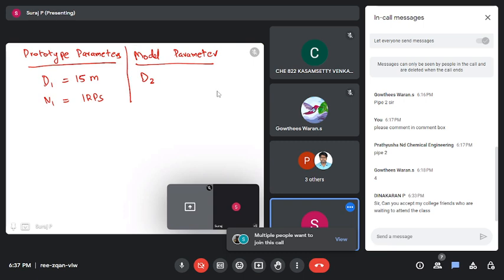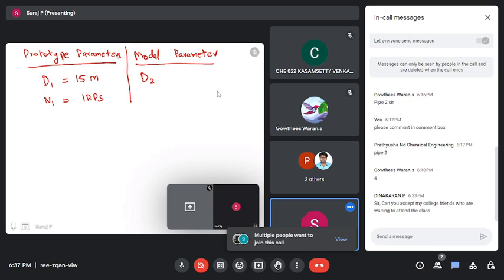So next one is the dynamic similarity. For following dynamic similarity, the previous two similarities should be followed, that is kinematic and geometric. Moreover, the ratio of forces should be equal. In the previous cases, we dealt with dimensions in the geometric similarity and velocities in the kinematic similarity. In the dynamic similarity, the ratio of forces should be equal.